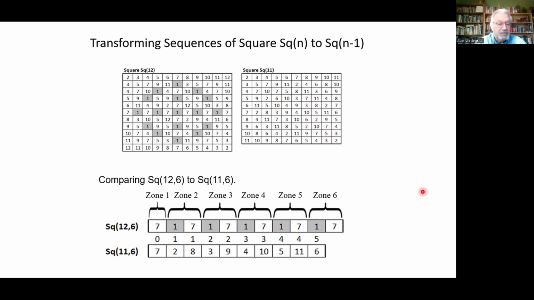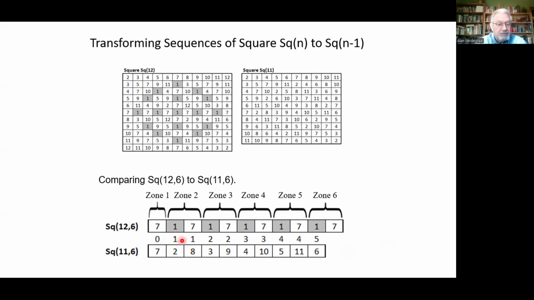So if we do this again, we can choose row 6 for each of them. And remember, row 6 was 7171, 71717. And then row 6 for SQ of 11 doesn't have any ones. So how do they disappear? Well, we compare the two. We can see that the first zone, again, nothing happens. We have 0. Whether we subtract or add it, we don't know yet.